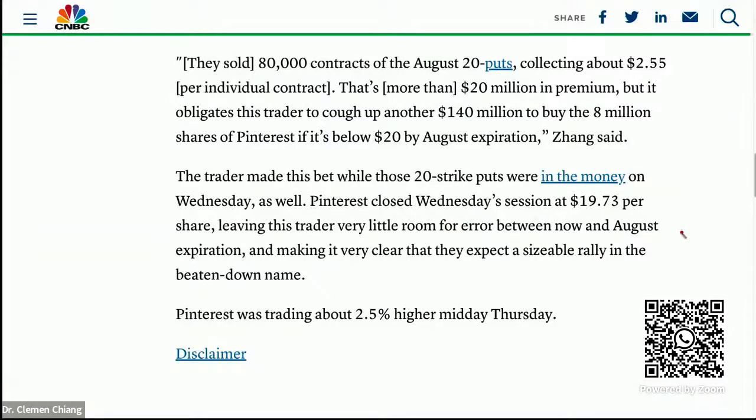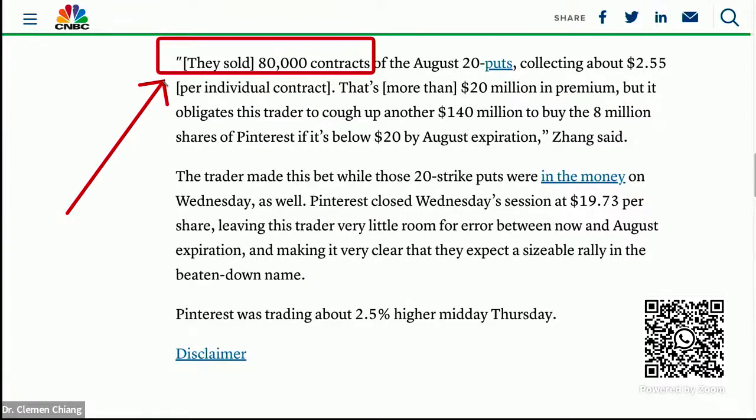Let's cross-check. True enough, the guy just rounded down, right? He just called it a $20 million premium. All right, we are somewhere on the same page. But what is the problem here? The problem is he assumed this particular trader went to sell because he says sold. Whenever you sell something, you collect money into your account, and that portion is highlighted by him. That's more than $20 million in premium that the trader has collected.